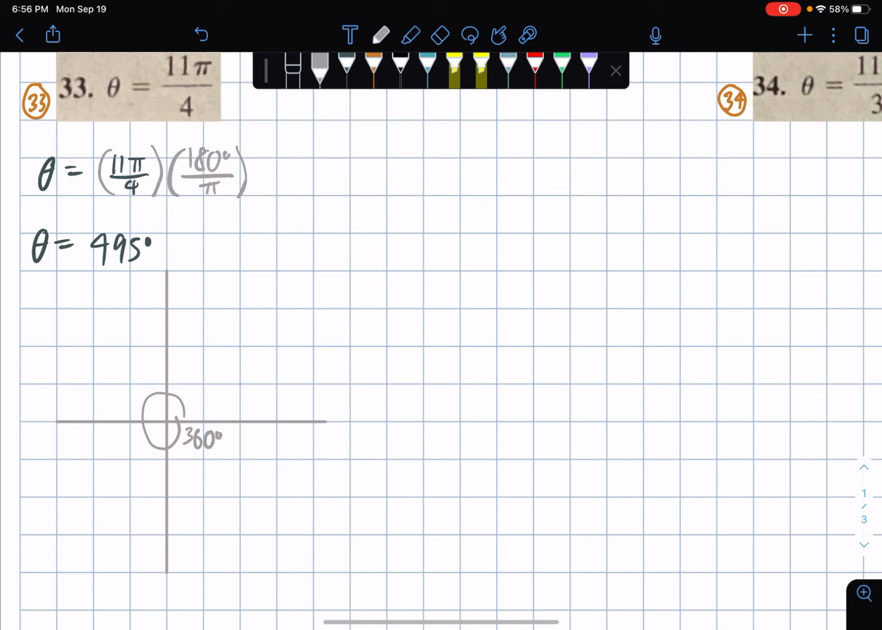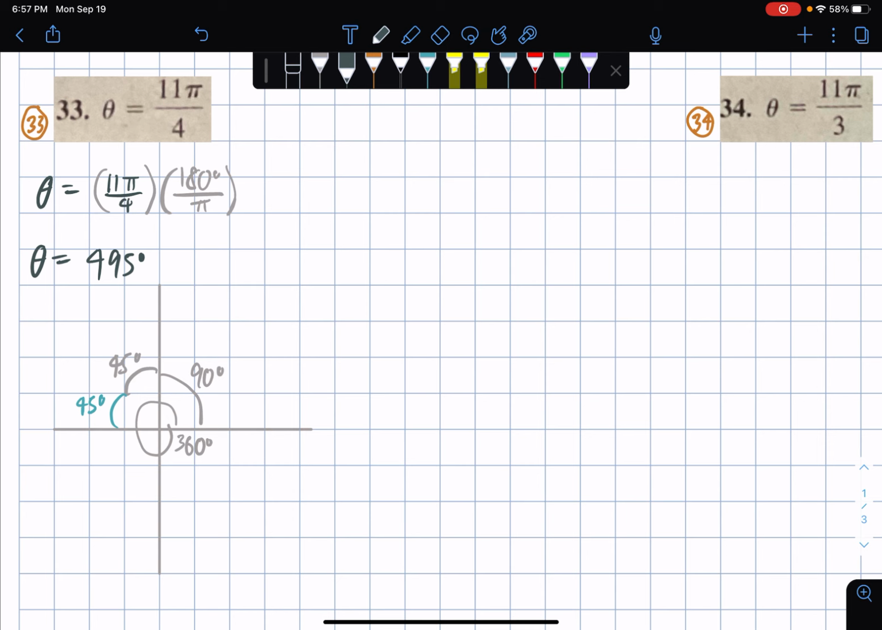So 360, you subtract 360 from 495, so we get 135 degrees. So this one is 90 degrees, so 135 minus 90 is 45 degrees. Here, 45 degrees, and the remaining one is 45 degrees in order to reach 180, but that's not the case. We'll be focusing on these three values, and with that in mind, we know that 495 degrees is in quadrant 2. So negative x, positive y.